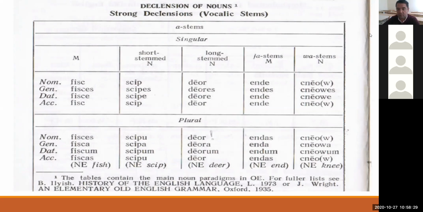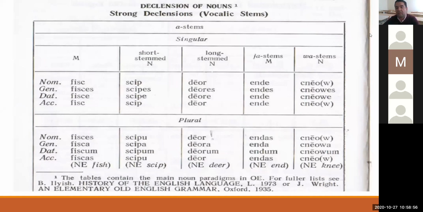In singular, the same as in masculine gender. In plural, they are a bit different. In plural, they take u, a, um, u, and again u.